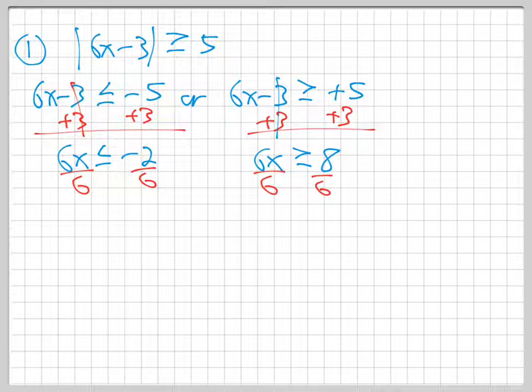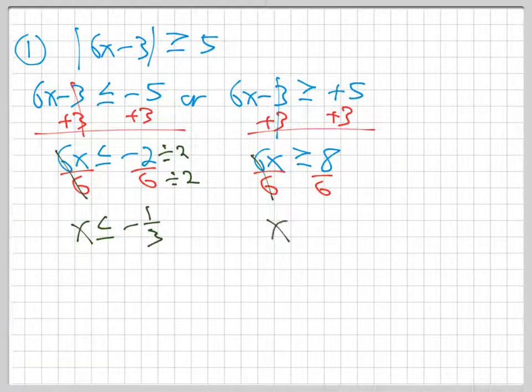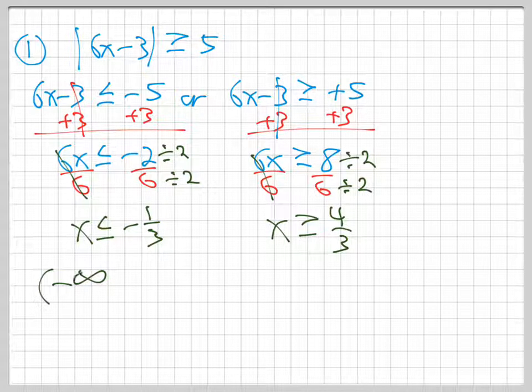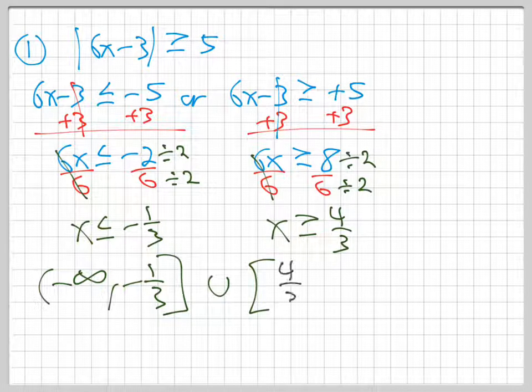And then see if you can reduce them. These cancel. And so this would be x less than or equal to -2/6, and then divide top and bottom by 2. Right? We always reduce fractions whenever we can, right? -1/3 over here, x greater than or equal to, reduce the fraction, 4/3. So remember the form of the answer, it's going to be -infinity to -1/3, united with 4/3 to infinity.